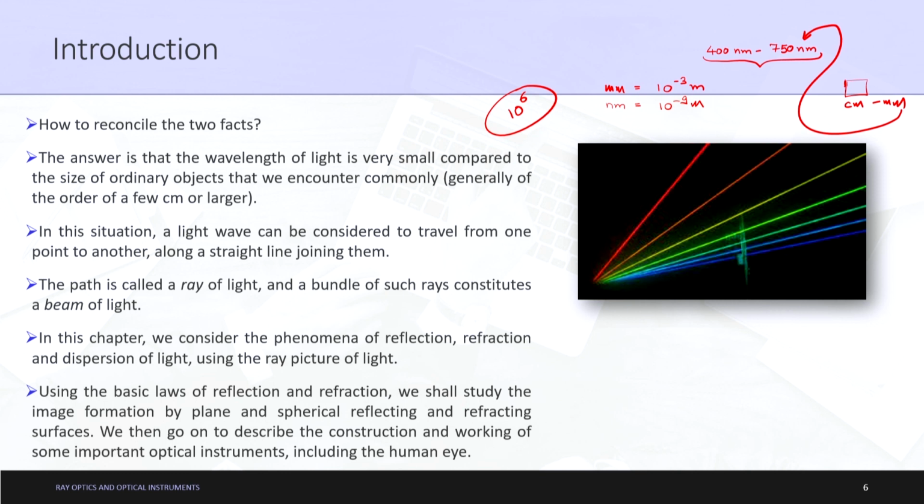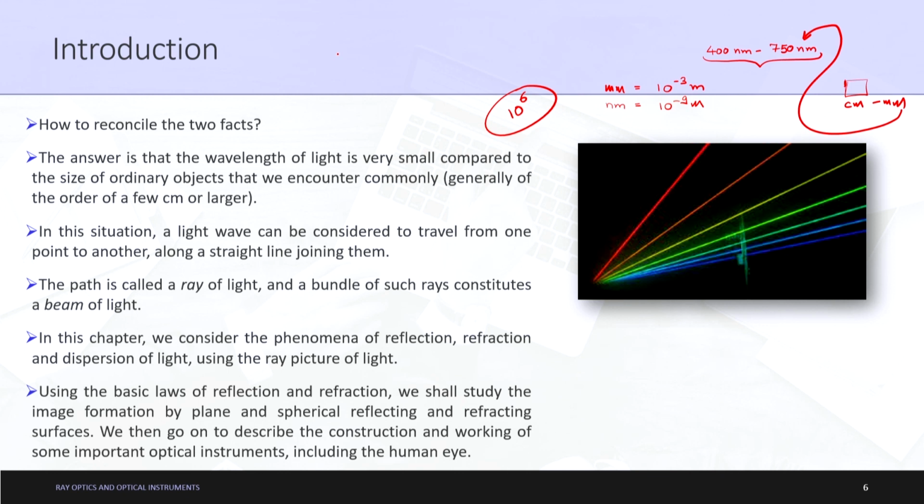Okay. So, in this situation, a light wave can be considered to travel from one point to another along a straight line joining them. So, let us say this is one point, this is the other point, and this is the straight line which is joining them. So, this thing has also been understood here. Next, the path is called a ray of light.